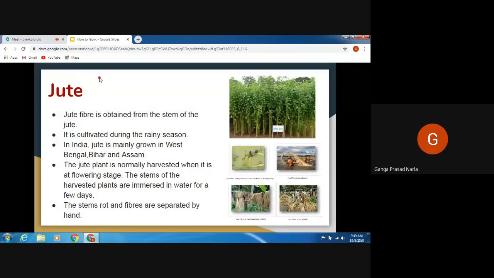So this is how we get jute fibers from jute plants. Is it clear? Jute fibers are obtained from the jute plant. They harvest the jute plants and immerse them in water for a few days. Then they will get jute fibers from the stem of the jute plant.